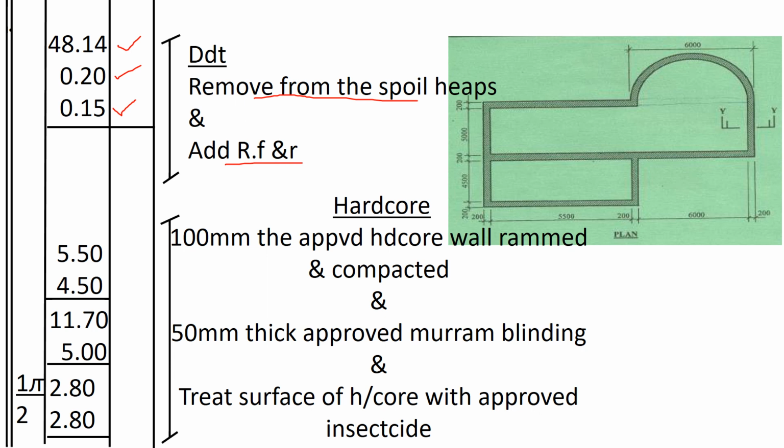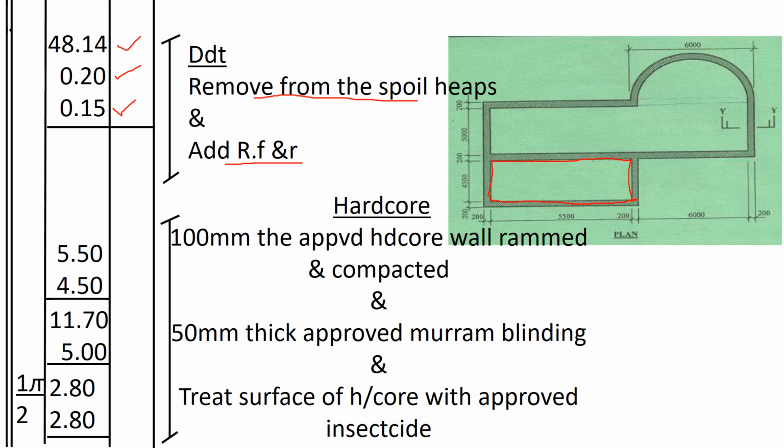We go to hardcore. When you are doing hardcore, we do it inside the walls. So we shall divide this into 3 areas. Let's start with this smaller rectangle. The width is 4,500, the length is 5,500. So the area of this rectangle here shall be 4,500 times 5,500.